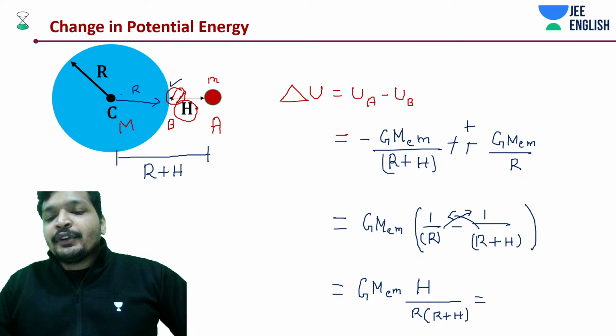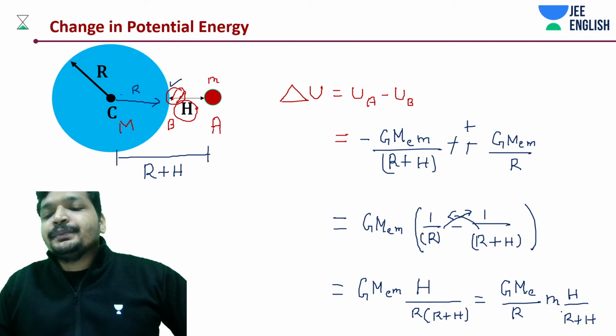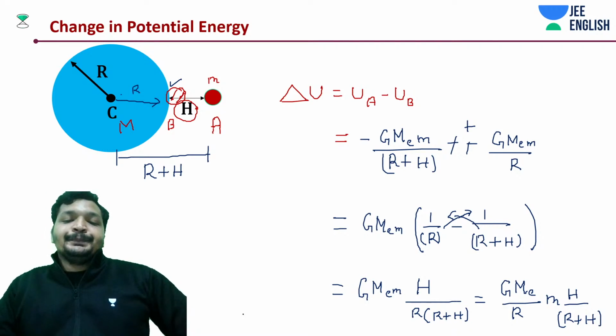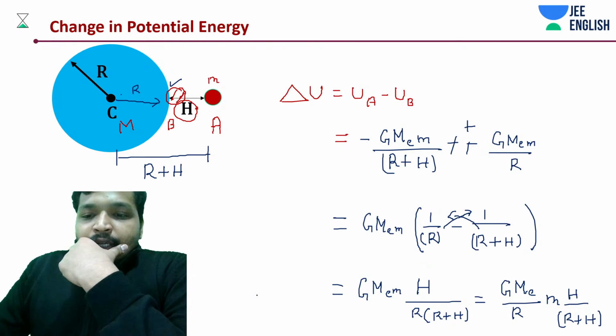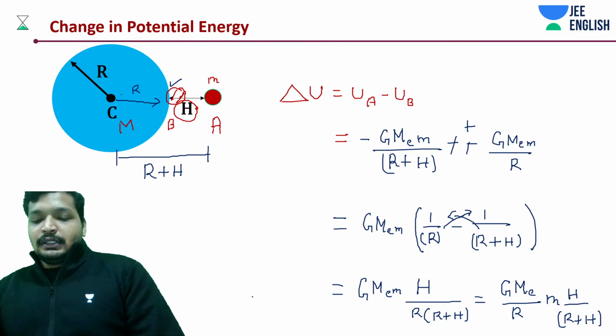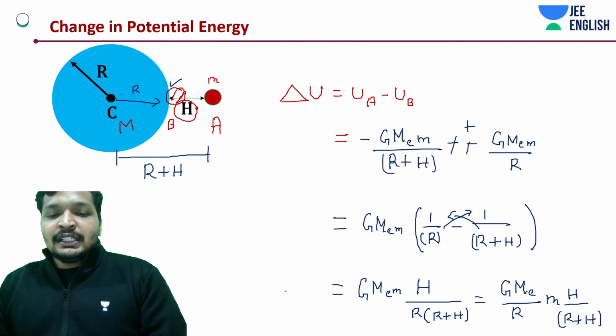Okay, again I'm going to rearrange the terms and write it down something like this. Just rearranging the terms: G M_e by r into m into h divided by r plus h. Okay, that's it. So are we correct? Yeah, of course. Now this is the change in potential energy.